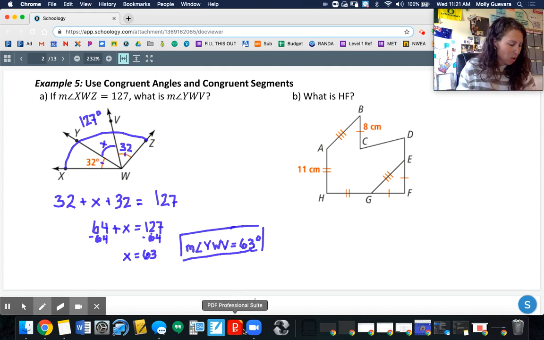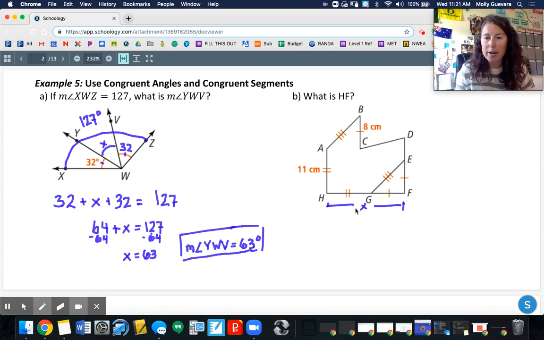Okay, so what I actually want you to do, no, never mind, let's do B. B is: what is HF? So H to F. We're looking at this line segment right here. I'm going to call it X. What is that distance from H to F? I have all of these tick marks everywhere, so there's a lot going on. I'm just going to start filling in information that I know.